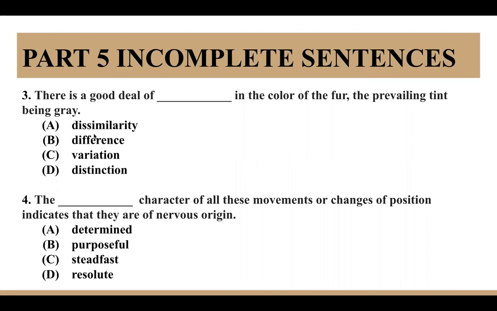So A, dissimilarity. When we see something like dis or un, right, meaning it would be like the opposite one. Dissimilarity means the differences here. There is a good deal of differences. So if you choose A or B, the meaning here would be the same. Variation, variety of something, or even distinction, to make a difference between the two. So here we can say dissimilarity means different, or even distinction means different. So the answer will go for C. Everyone type C for me, please.